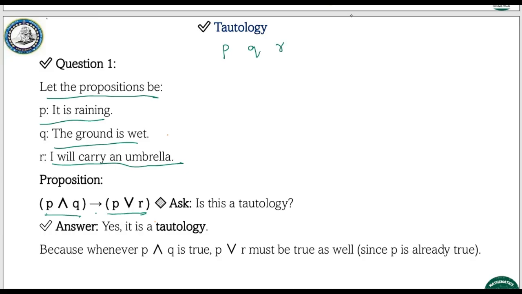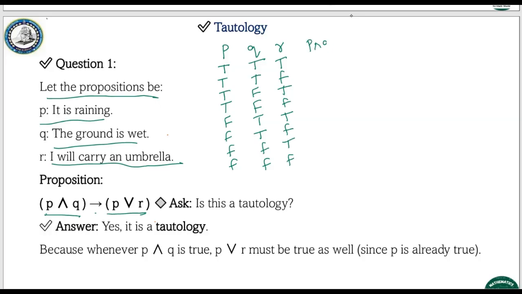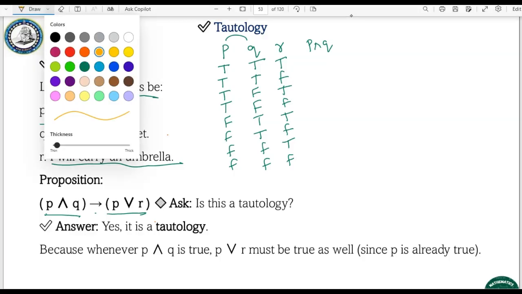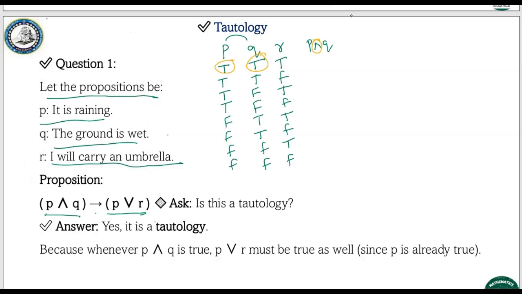We have P, Q, and R. So it will be T 4 times, and then F 4 times. Then we will write TT FF TT FF, then TF TF TF TF. Now we have P and Q. So that means we have to check the first and second column values. The condition for and is T and T, it should be T. T and T, it is T. Then again the second is also T and T, it is T. Then third, fourth, fifth, sixth, seventh, eighth, we don't have it anywhere. So we'll write it as false.